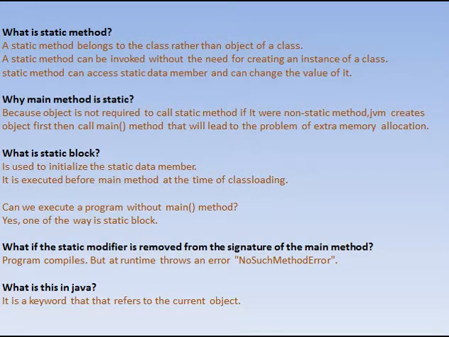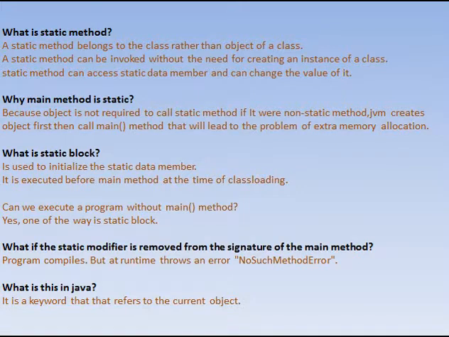What is static method? A static method belongs to the class rather than object of a class. A static method can be invoked without the need for creating an instance of a class. Static method can access static data member and can change the value of it.